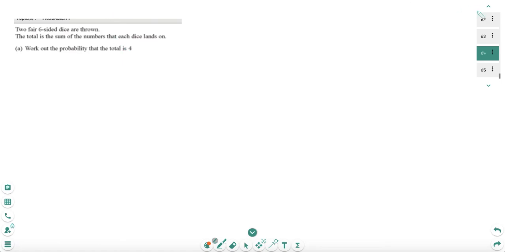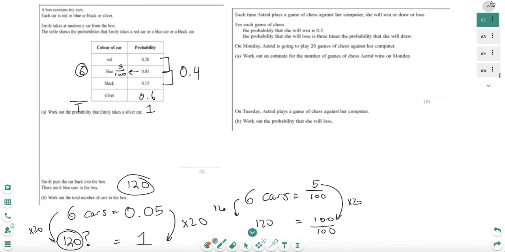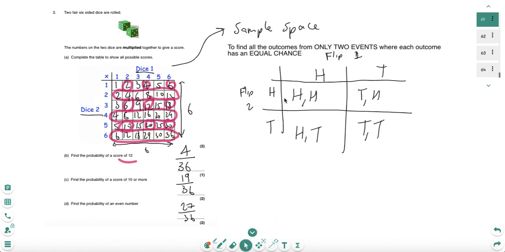Well, maybe I can use a sample space diagram to see all the different outcomes from rolling 2 dice. And how do I know I can use a sample space diagram? Because I look at this criteria.